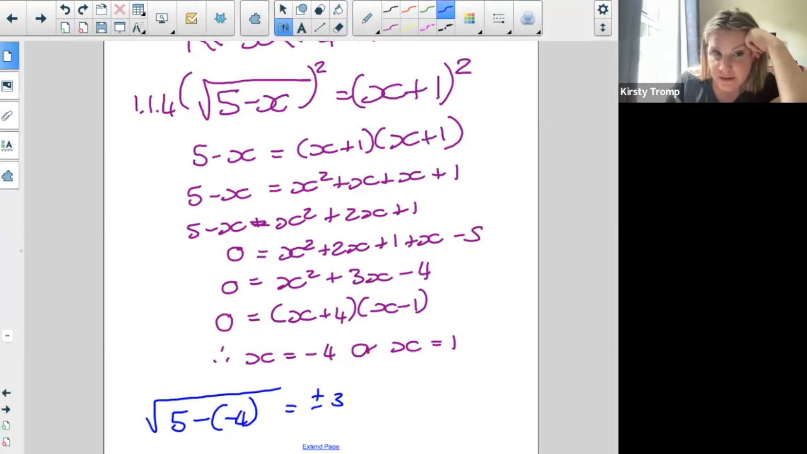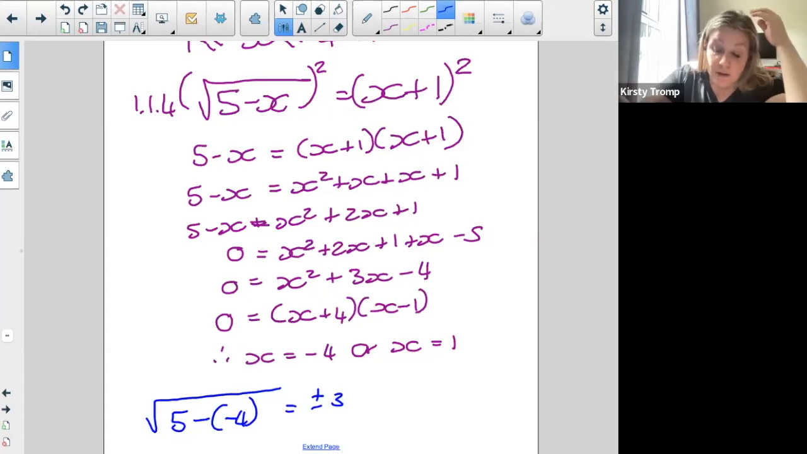Check it out. Am I right? Check my answers. On the other side, x plus 1, so negative 4 plus 1 gives me negative 3. So that answer, are we okay with it being x equals negative 4? Happier with the answer being negative 4, everybody? Seem okay? All right, cool.